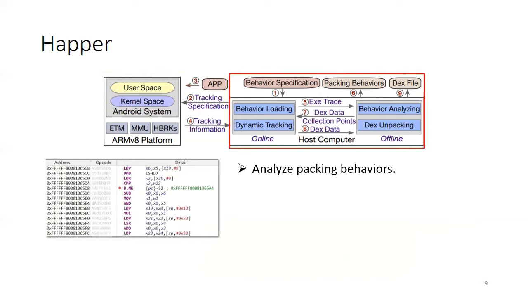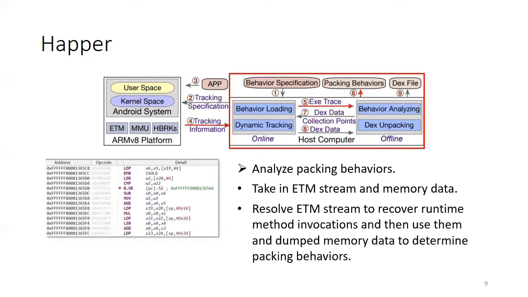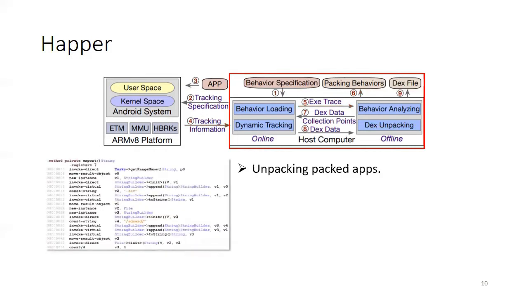When analyzing packing behaviors, the host computer takes in the runtime information retrieved by the ARM platform. It parses the ETM string to recover the runtime method invocations conducted by the packers. Then it determines the packing behaviors according to the result of the method invocations and retrieves the memory content and dumps the text data. When unpacking packed apps, according to the recognized packing behaviors, the host computer selects the proper text data collection points and instructs the ARM platform to dump the relevant text data.